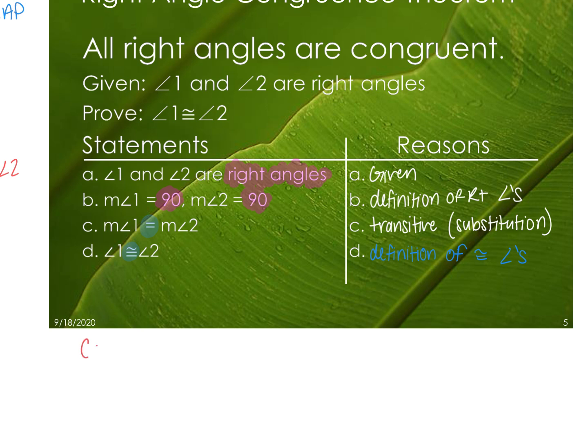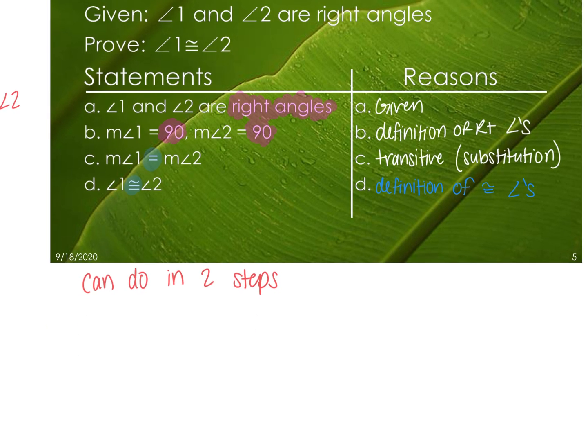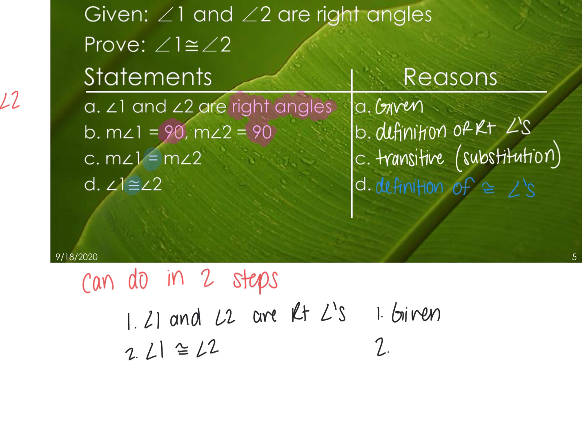I'm going to show you the 2 steps. Again, you have to know the definitions. My first step could have been what's given: angle 1 and angle 2 are right angles. That's given. And then my second step, I could have just jumped straight to my answer. The only reason I could jump straight to here is if you know the definition.